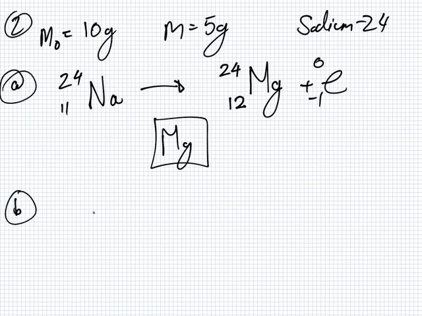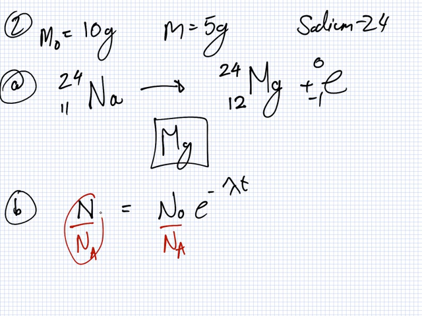Multiply both sides by n equals n0. Yeah, this formula we kind of did. So if you have n equals n0 e to the minus lambda t, these are a number of atoms. So if I divide by Avogadro's number, and by the molar mass, yeah, I'm doing the divide first. If I divide by Avogadro, what have these become?